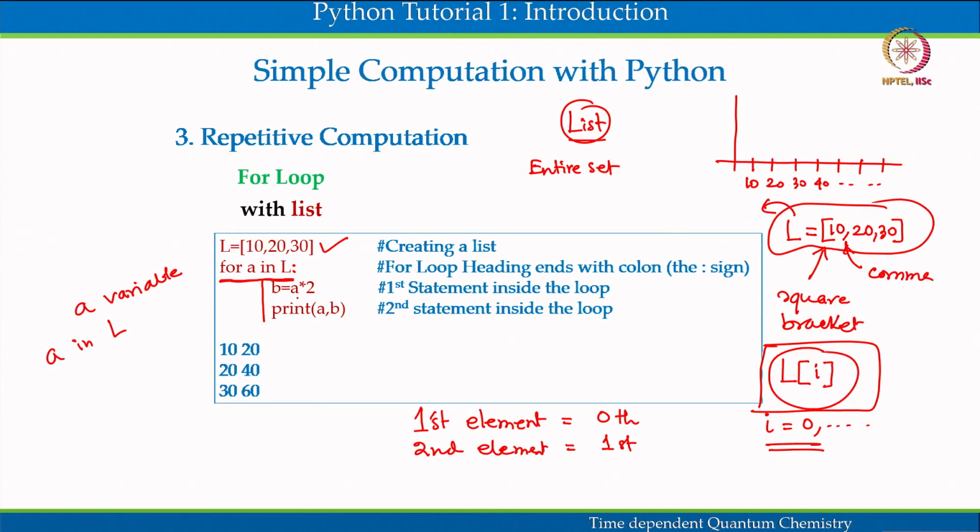So, b equals a multiplied by 2. In the first iteration, a will be taken to be 10. In the second iteration, a will be taken to be 20, and in the third iteration, a will be taken to be 30. After that, there is no element, that is why the for loop will end. So, what is going on in the for loop? It is actually picking up one by one element from the list.